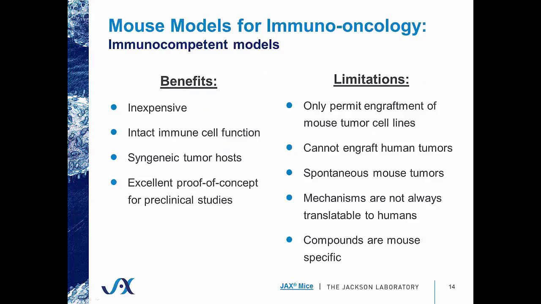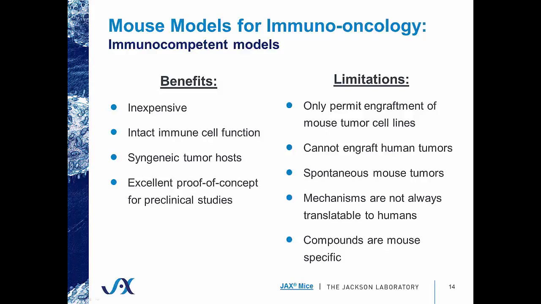First, let's talk about immunocompetent models. Some of the benefits to using immunocompetent models is that they are, in general, less expensive than their immunodeficient counterparts. They also have their immune cell systems and function intact largely. Finally, they also can be used as syngeneic tumor hosts, in which a tumor that's derived from the same genetic background can be implanted into a recipient mouse, and these are called syngeneic tumors. And then finally, they are used for proof of concept studies for preclinical studies.